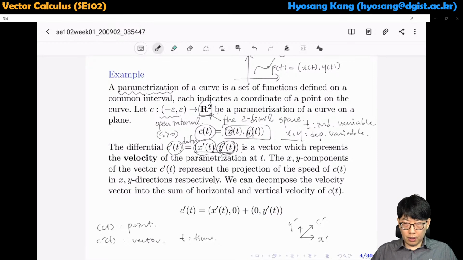You can generalize this idea to the parameterization of a curve inside three-dimensional space, or four-dimensional or five-dimensional, in general n-dimensional space. But usually we will talk about up to three-dimensional space.